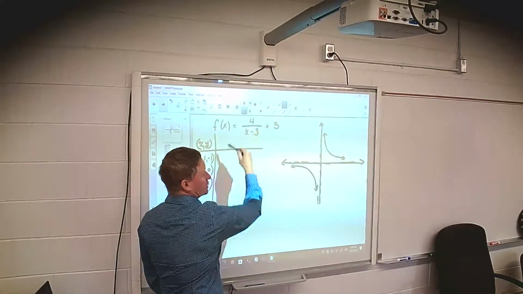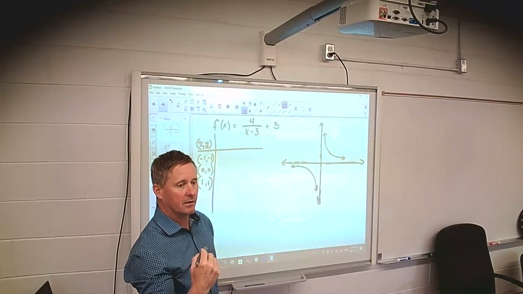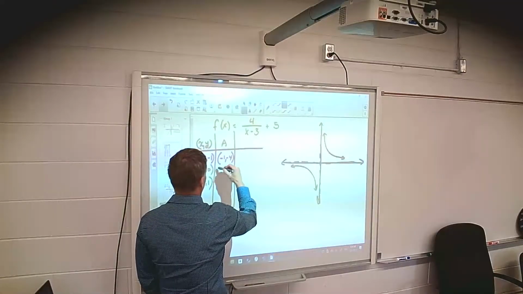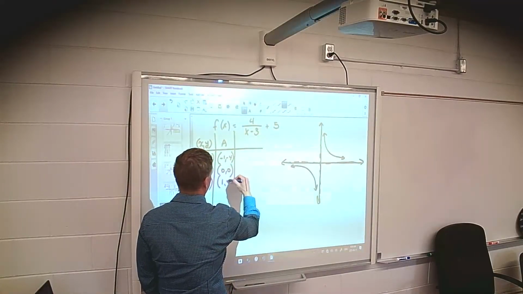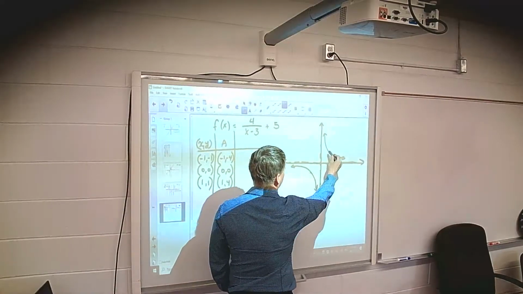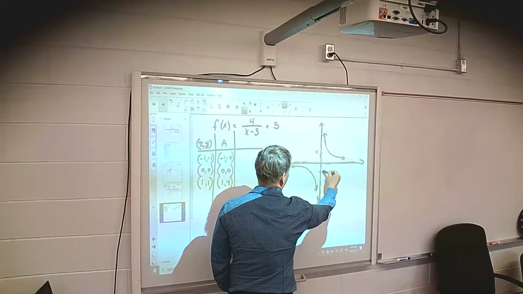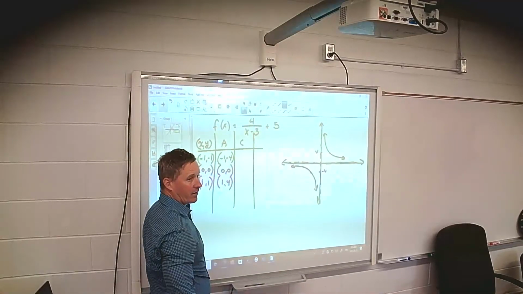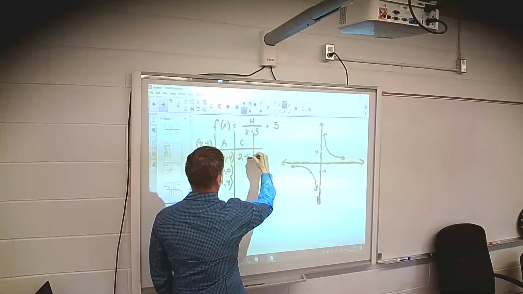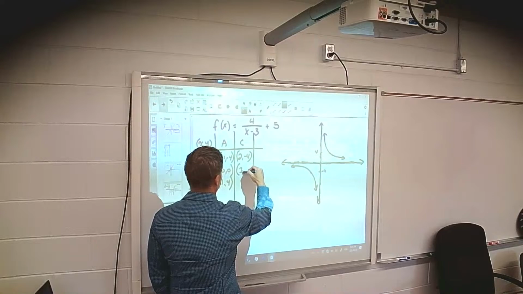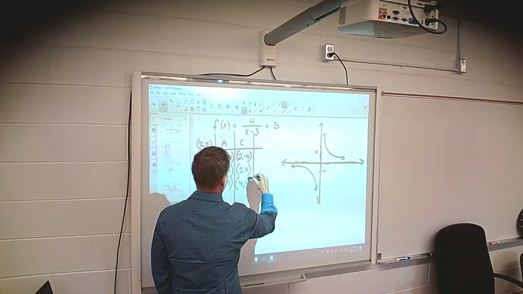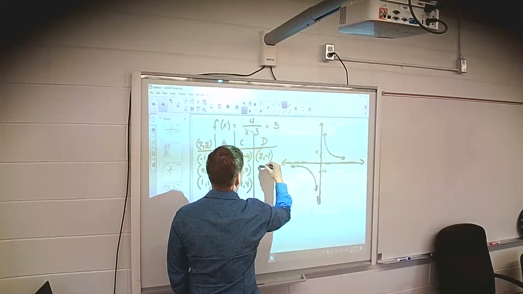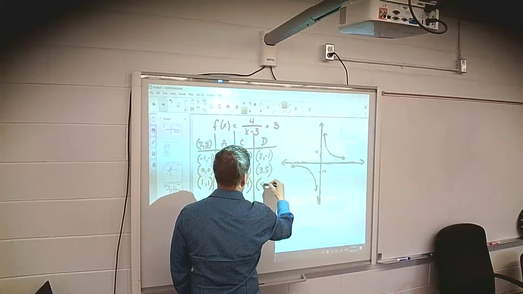What I do is this changes it by timesing all my y values by 4. So I go -1, -4, 0, 0, 1, 4. My new coordinates, these guys are not going to be at 1 anymore. This will be 4 here, and this will be -4 down here. But I don't put that in yet. Now C moves everything 3 to the right. So I go 2, -4, 3, 0, 4, 4, and then D moves it up. So I do this: 2, -1, 3, 5, 4, and 9.